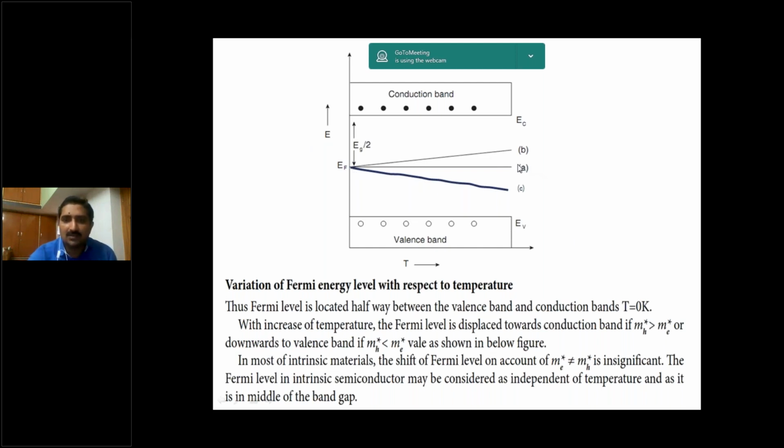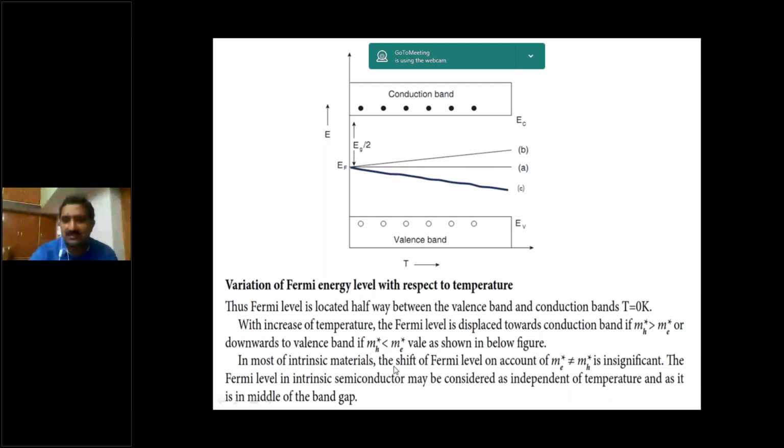What is A? At T equal to 0 Kelvin. What is B? As temperature increases. What is C? As temperature decreases. What happens if temperature increases? Mh star greater than Me star. What happens if temperature decreases? Mh star less than Me star.